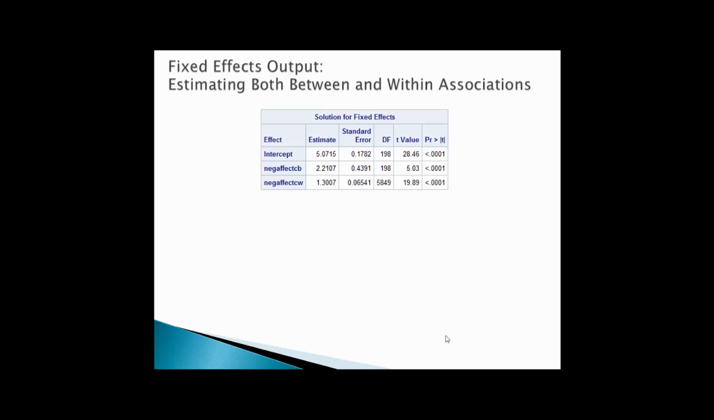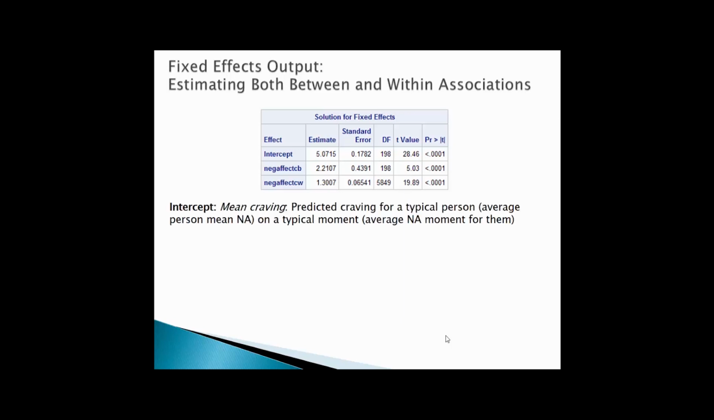So let's look first at our fixed effects. Now remember, fixed effects are regression coefficients, and they're going to be giving us both between and within associations. So let's start by interpreting these. Now the intercept is telling us the mean craving. The intercept is giving us the predicted craving for a typical person. And what I mean by typical person is a person who has an average mean level of negative affect on a typical moment, and that's an average negative affect moment for them.